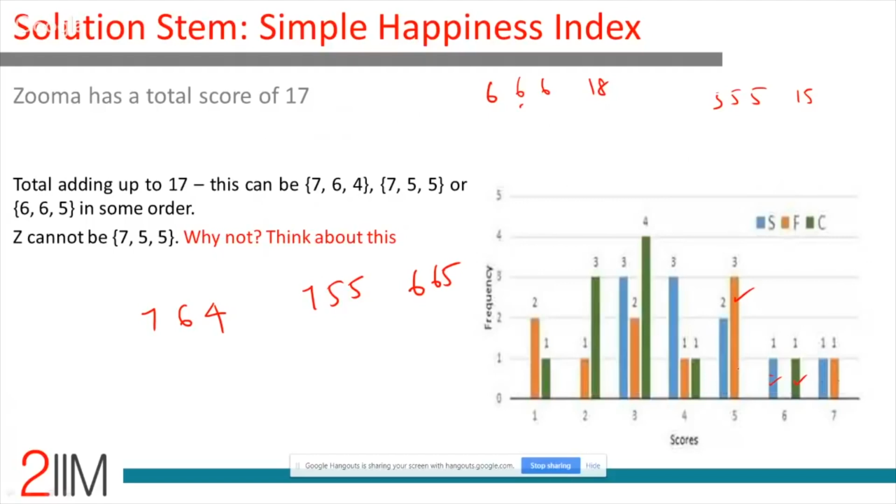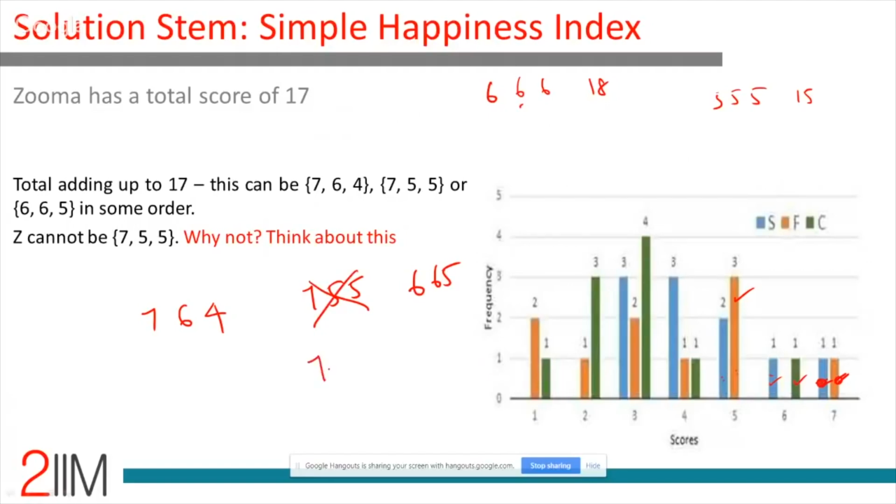7 5 5, adding up to 17. We have a 7 here and a 7 here. Both these are taken into account. 7 5 5: one of these two has to be a 7, and then we need to have 5 and 5. Think about this. One of the blue or orange has to be 7, and then we need to have 5 and 5 from the other two. That means the green 5 has to come in. That's not available at all. 7 5 5 is ruled out.